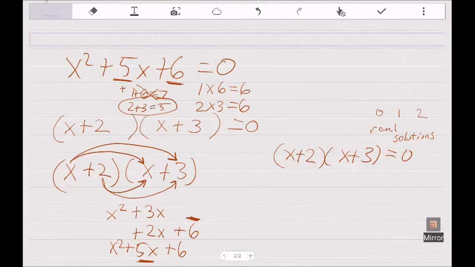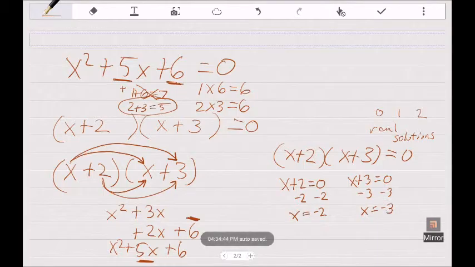So, let's find them. If I want this piece to be 0, I would say x plus 2 equals 0. If I want this piece to be 0, x plus 3 equals 0. Now we're back into more familiar algebra territory. Here, I have to get my x by itself. So I have to take 2 away from both sides, because I always do the opposite of what I'm doing. So I'd have x equals negative 2. Here I'd take 3 away from both sides. x equals negative 3. So my 2 solutions are x equals negative 2 and negative 3.